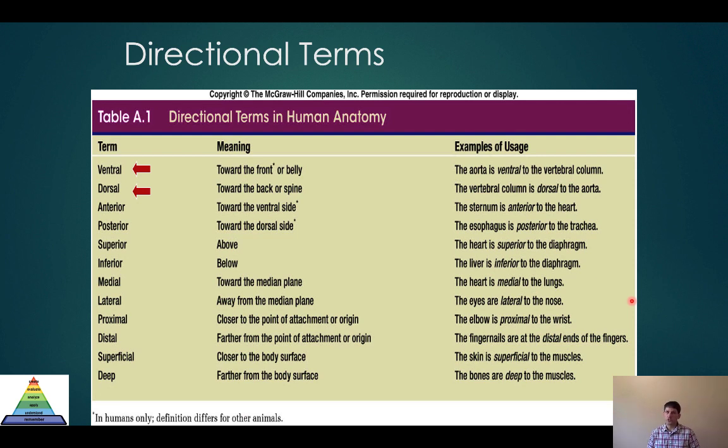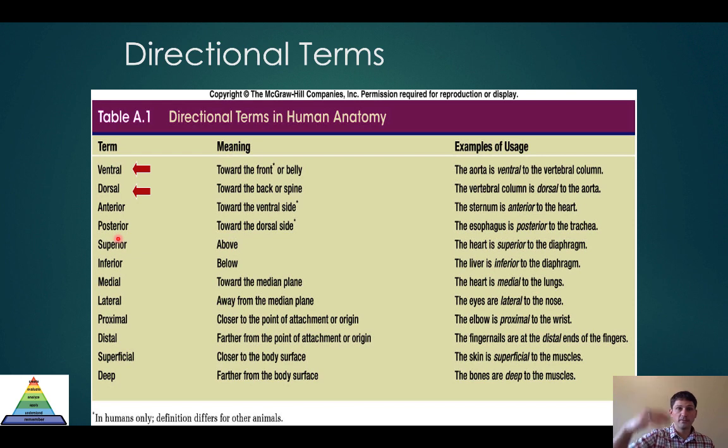Now, some directional terms you're going to need to memorize. You're going to have to get these down. So tonight, I would make flashcards of all of these terms. You're going to use them in labs. You're going to use them in lecture. So make sure that you get these down, okay? So ventral and dorsal, this is toward the front or the belly or toward the back of the spine. We generally use these more for quadrupeds, but we do use these with humans. So you will see this. They're very similar to anterior and posterior, so toward the ventral side and toward the dorsal side.